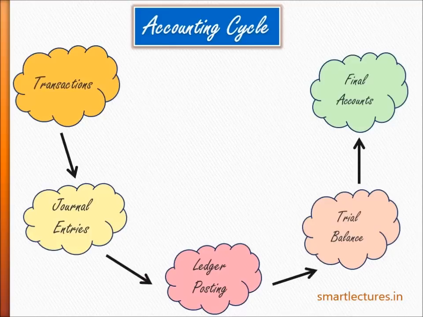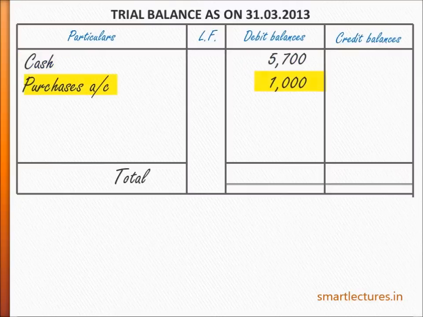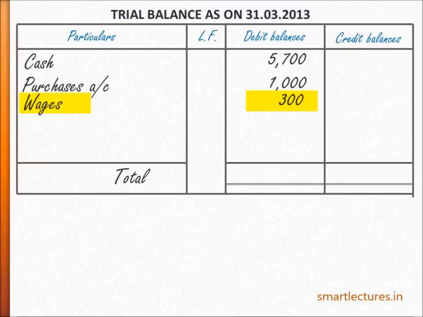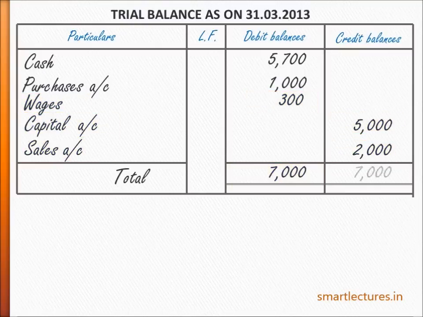So we have got the trial balance now in T shape. Trial balance as on 31st March 2013. Debit balances: cash 5,700, purchases 1,000, wages 300, total 7,000. And on the right hand side, capital 5,000, sales 2,000, total 7,000. So what have you noticed in the trial balance?